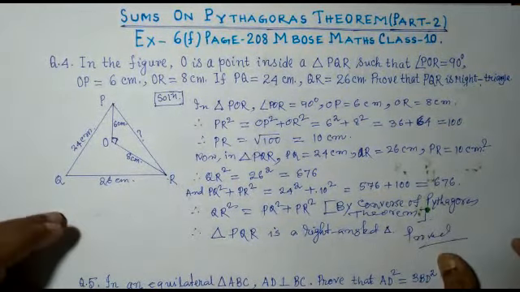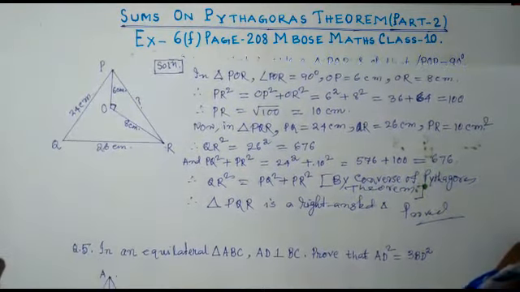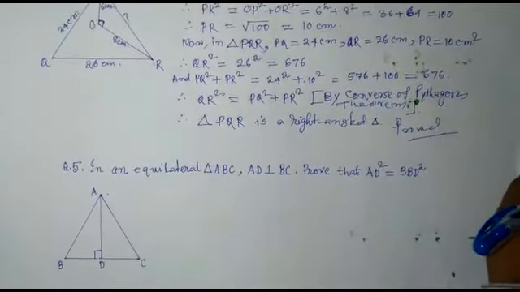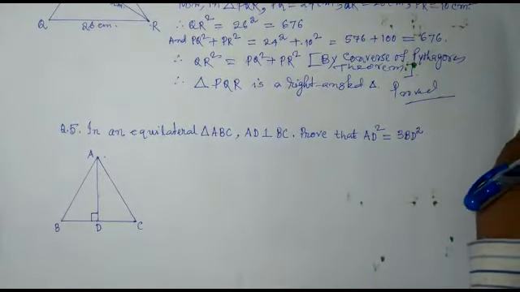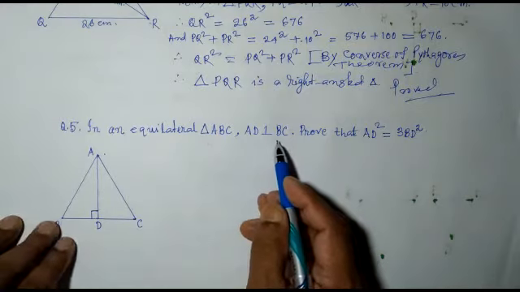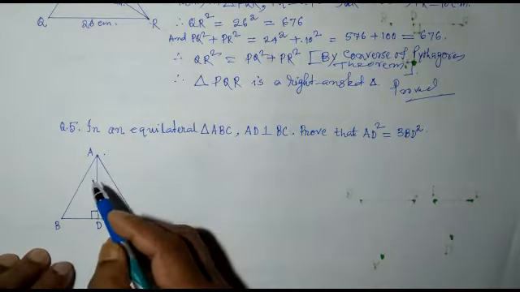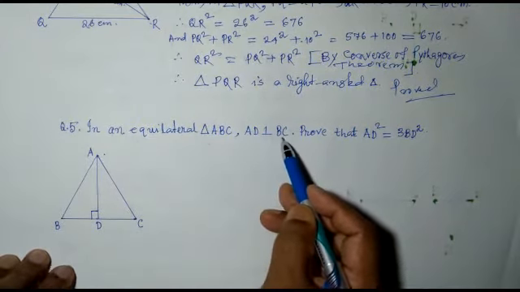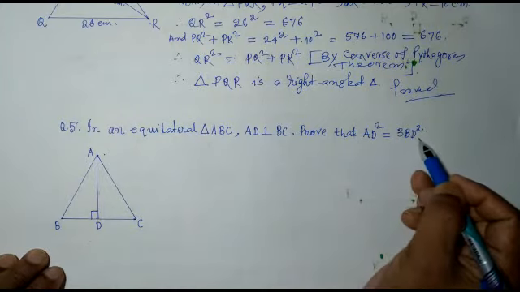And next is question number 5. Look at question number 5. See what is given in the question. In an equilateral triangle ABC, AD is perpendicular to BC. This is the equilateral triangle ABC, where all the three sides are equal. AB equals BC equals AC. And AD is perpendicular to BC. We have to prove that AD square equals 3 BD square.